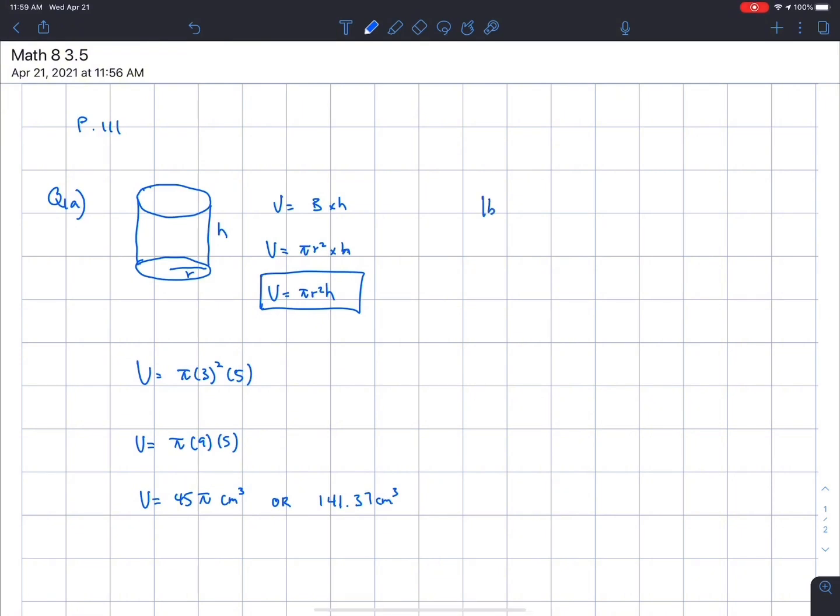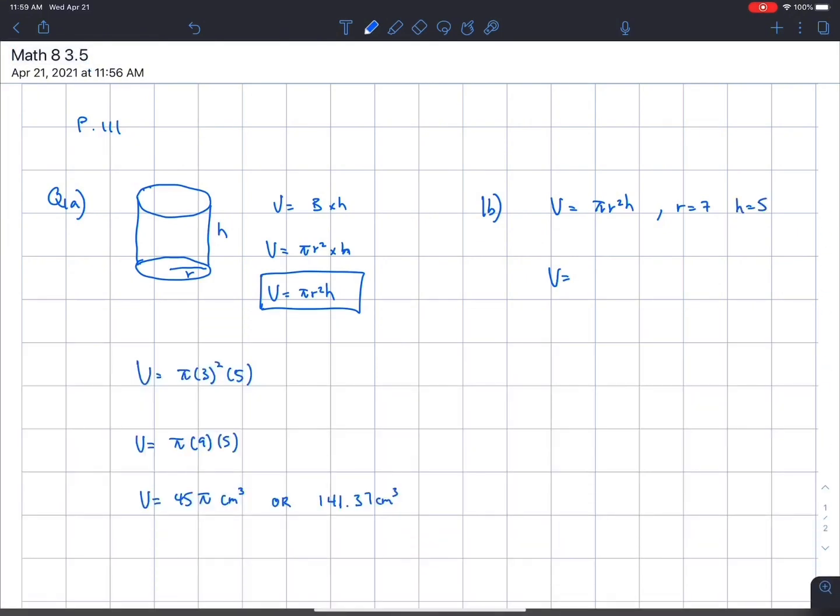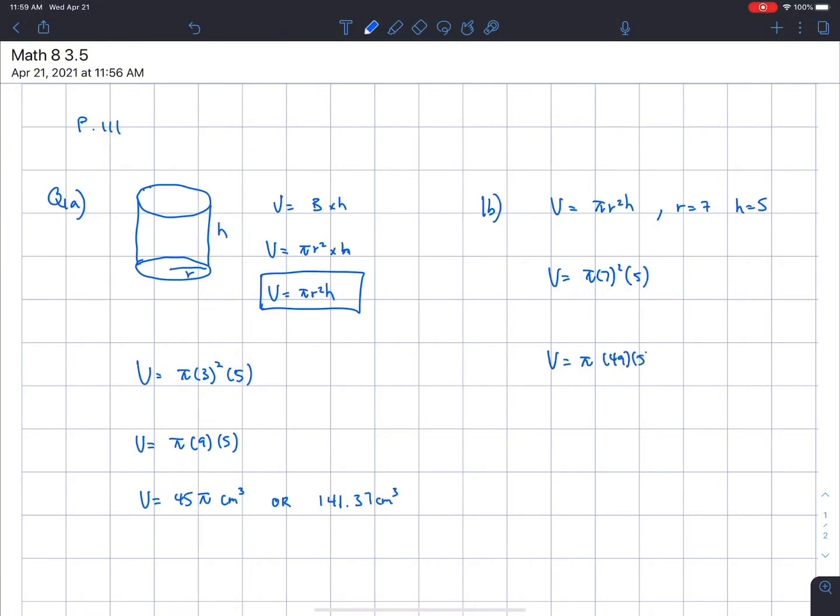1b. Same idea, volume equals to pi r squared h. We were told that r equals to 7 and h equals to 5. So we can replace the r with a 7, and we can replace h with a 5. 7 squared is 49, and 49 times 5 is 245. So this is 245 pi centimeter cube.